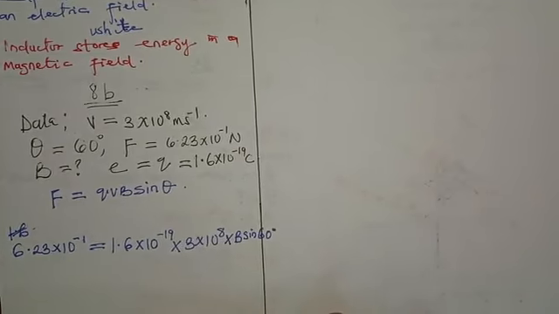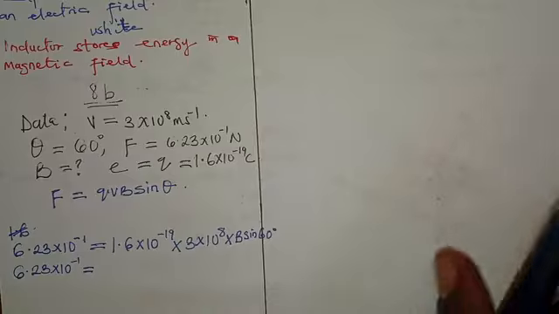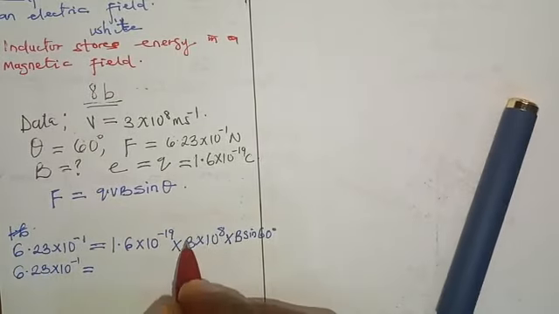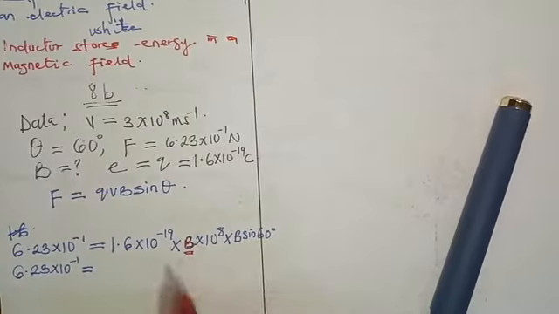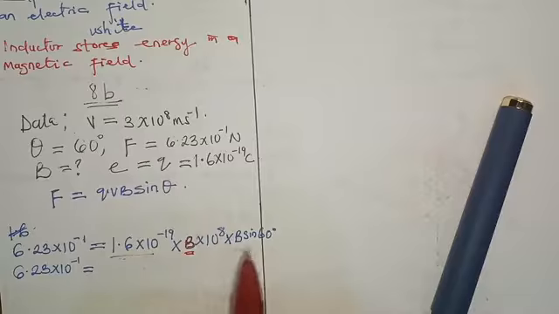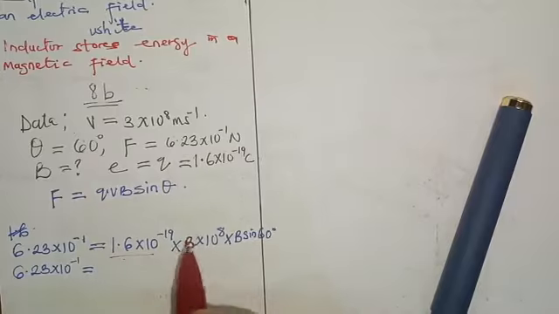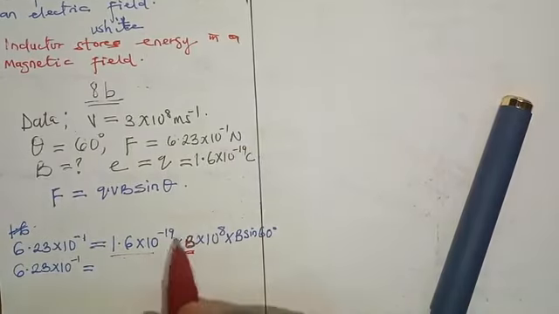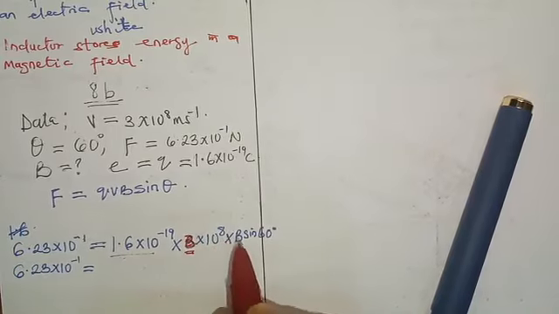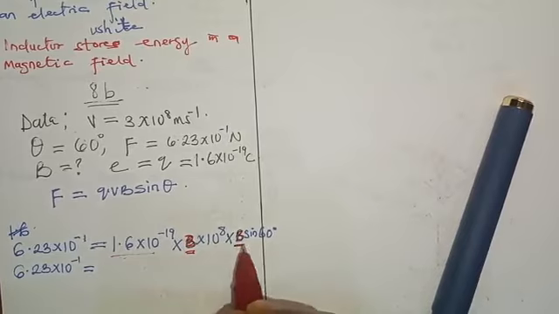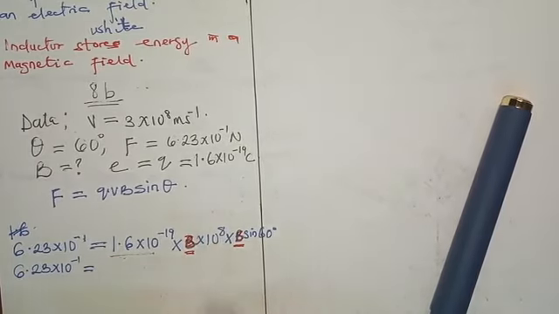So having done this, we can just simplify. Here still remain 6.23 times 10 raised to the power minus 1 equal to, this is the one we are looking for. This is B. This is what we are looking for here. So we can multiply this. Here is 3 times 10 raised to power 8. Here is the B that we are looking for, right? So here, you can just multiply this and multiply this for now and see what we have.